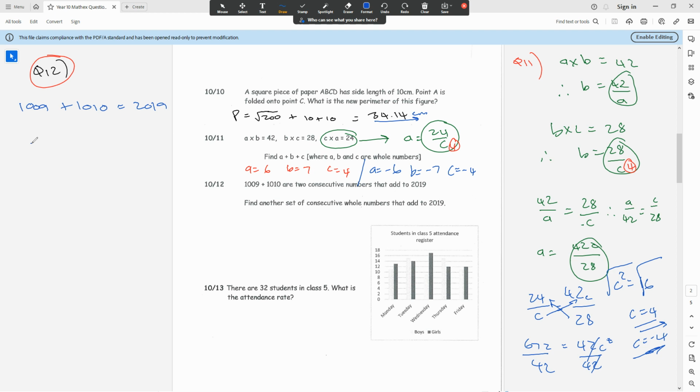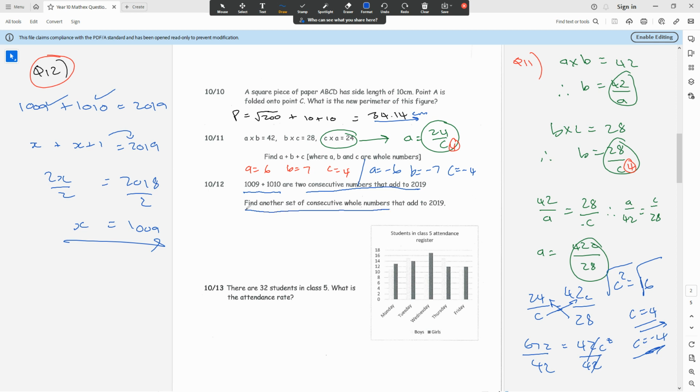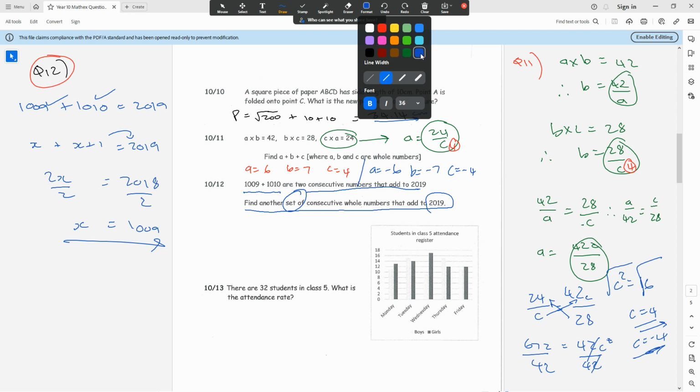That's interesting. So x plus x plus 1, because it's the next number, equals 2019. So 2x, if we subtract it, this becomes 2018. If we divide it by 2 on both sides, this becomes 1009. So 1009 and 1010 are two consecutive whole numbers that add to 2019. If we find another set of consecutive whole numbers that add to 2019, is that possible? It says set. Does that mean they want 2 or 3?